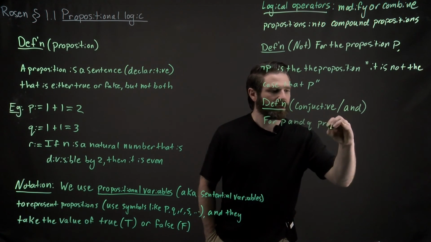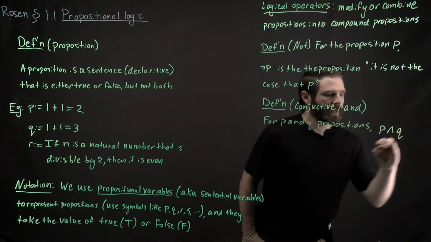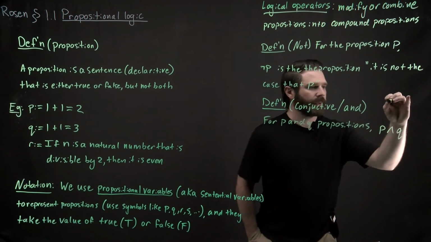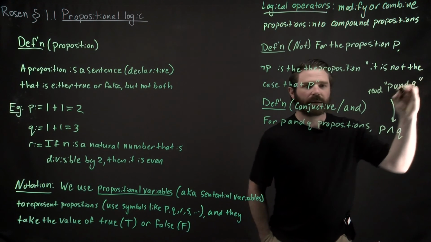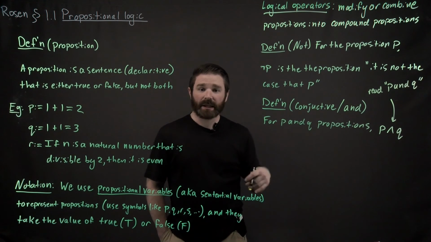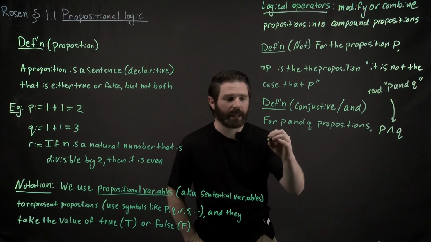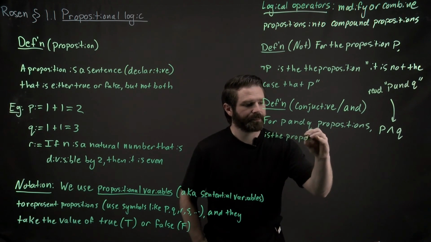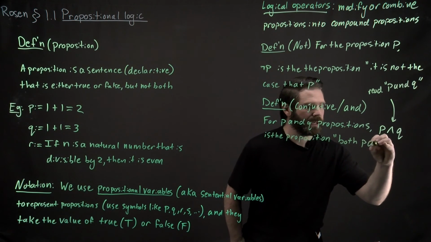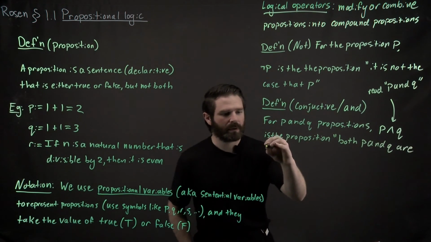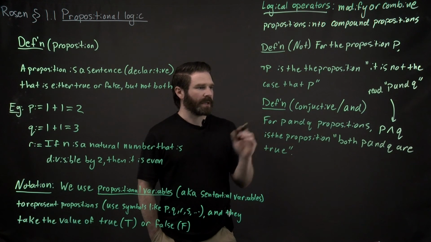For P and Q propositions, P, a little caret, Q, the way that you read this is read P and Q, or if you want to sound really fancy, you could say the conjunctive of P and Q, but usually you just say P and Q right here, is the proposition both P and Q are true. So both P and Q are true. And that is the conjunctive.